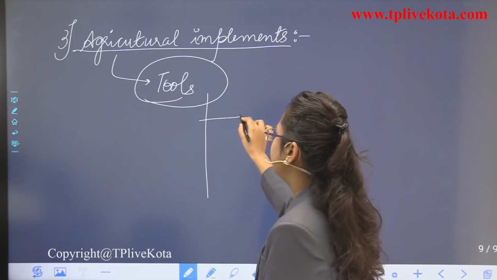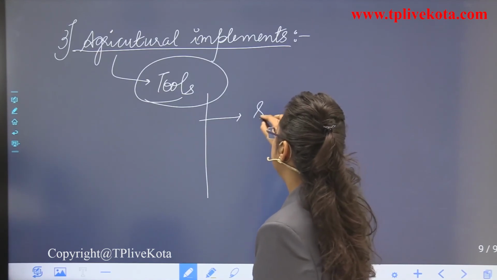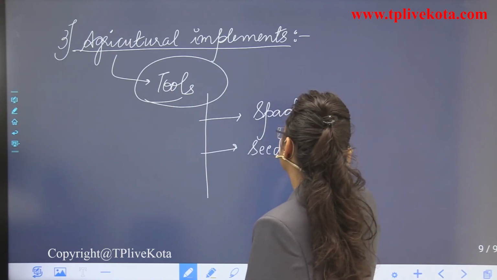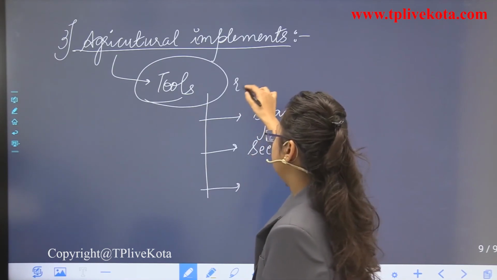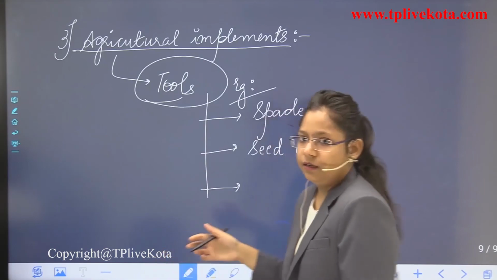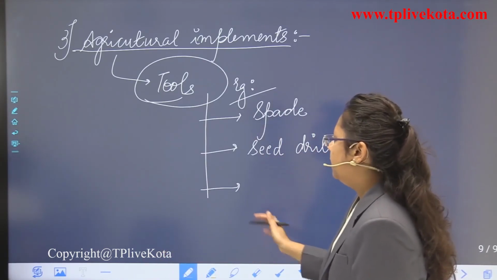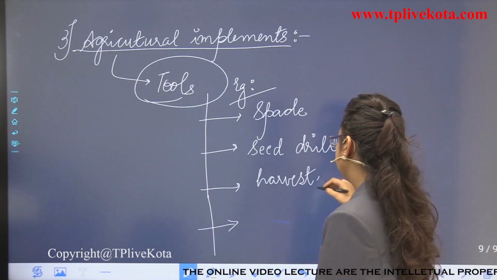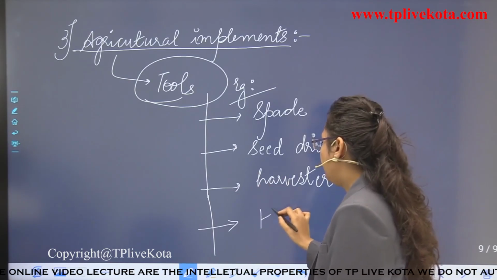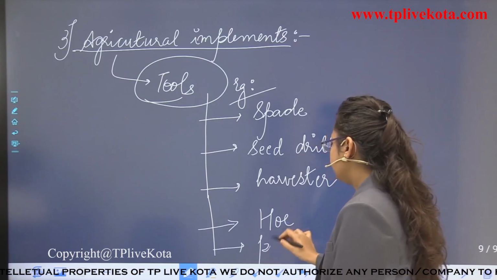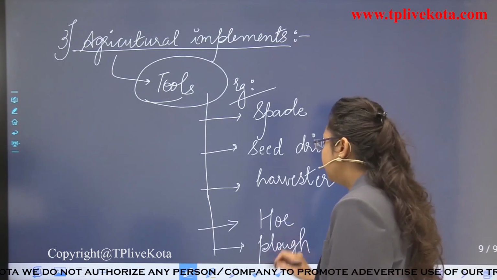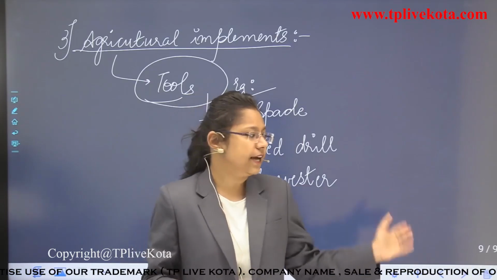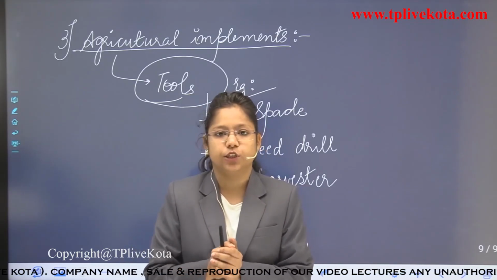So what are the tools which we are using? They can be a spade, they can be a seed drill. I am just writing a few examples of the tools over here, okay, in lecture number 2 you can see that, in this slide only. Spade, seed drill, or you can use a harvester for harvesting. Next is hoe, plow, and many more. So you can use many agricultural implements to make the soil enriched, and these are the basic implements which we use during any cultivation of a crop.